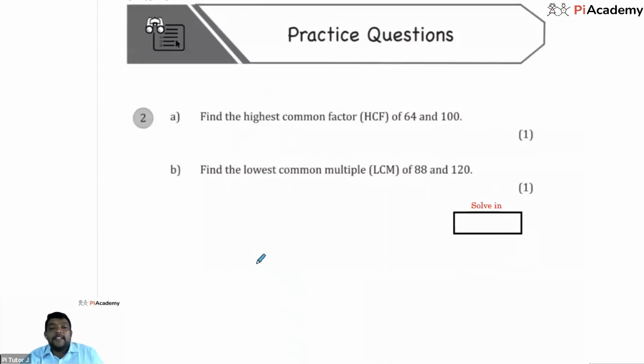Here you go. Find the highest common factor of 64 and 100, and find the lowest common multiple of 88 and 120. Again, you can take up to 90 seconds, so 1.5 minutes, for this question. Go ahead.